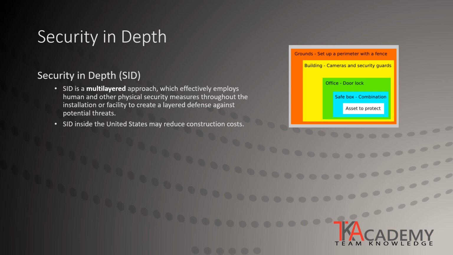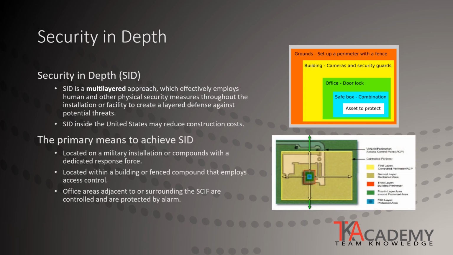The presence of existing security in depth may greatly reduce the physical security measures and the construction cost associated with a SCIF project. There are means to achieve security in depth, such as locating a SCIF on a military installation or other secure compound that has a dedicated response force, locating a SCIF within a building or fence compound that has established access control, or locating a SCIF in an office area that is surrounded by other spaces that are controlled and protected by an intrusion protection system.